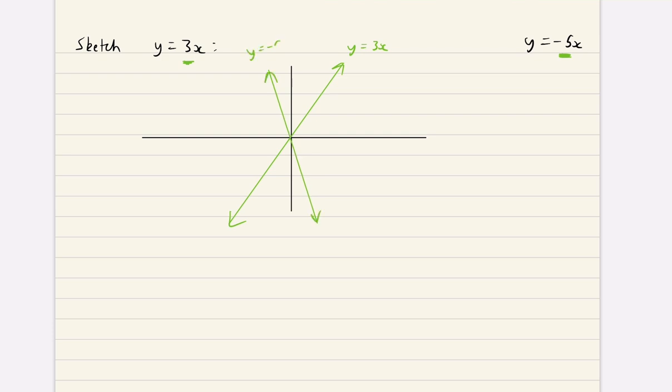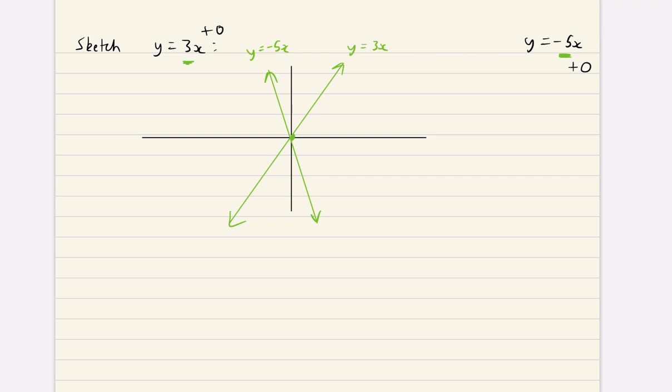But what they do have in common is that they're both passing through the origin because they both have no constant term being added to it. Or if you want, you can think about it as they have the same constant term being added to them, which is 0. Doesn't make any difference at all.